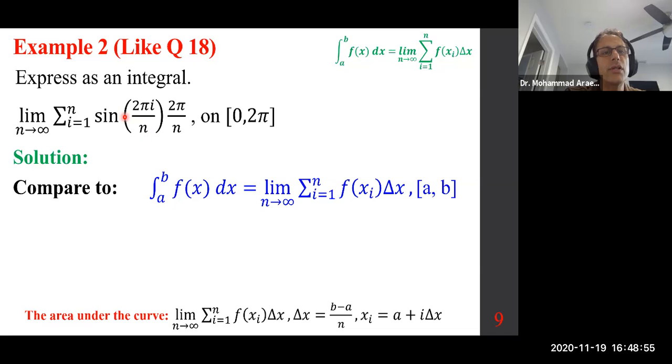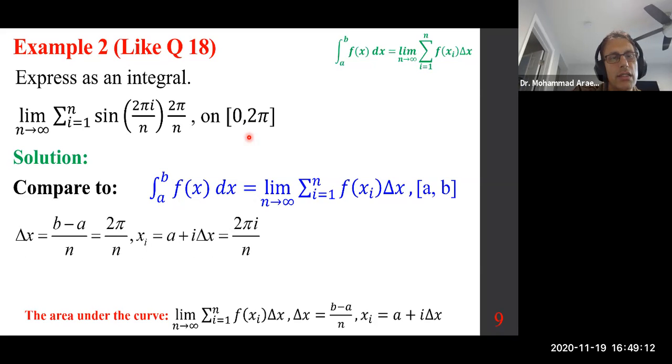And this is my function, sine. If you drop the I, in essence, it becomes sine x. Let's just make sure this is the case. So we have a, we have b, delta x is b minus a over n. So let's write it down. So delta x is b minus a, that means 2 pi minus 0 over n. And x sub I is a plus I delta x. A plus I delta x is this piece, 2 pi I over n.